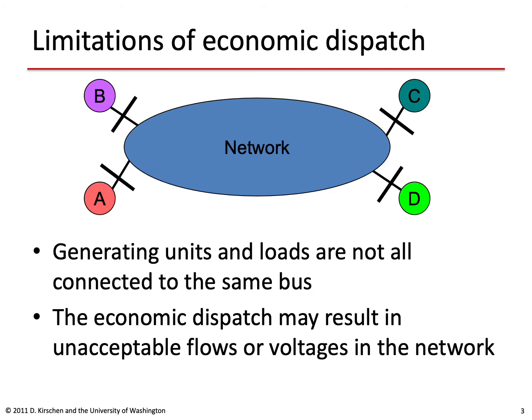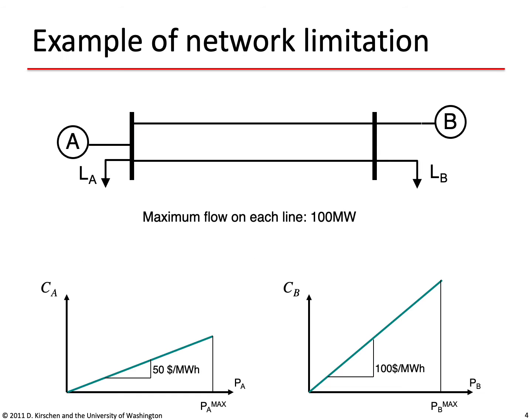are the generator limits. But the economic dispatch is limited in its application in power systems because in practice all the generating units and the loads are not all connected to the same bus, and an economic dispatch calculation may result in unacceptable flows in the transmission lines or unacceptable voltages at various buses in the network. Let's see how this might happen.